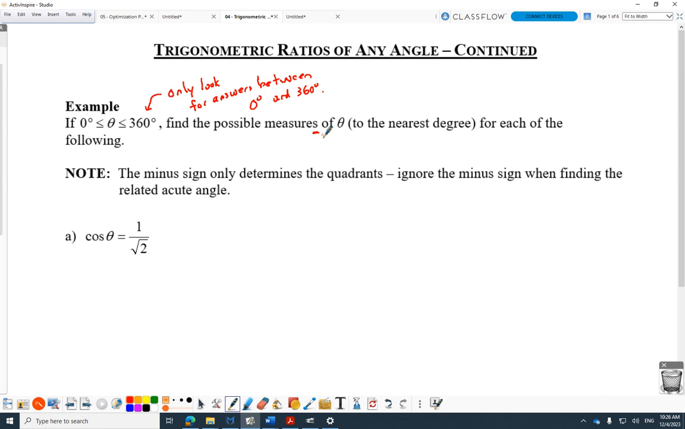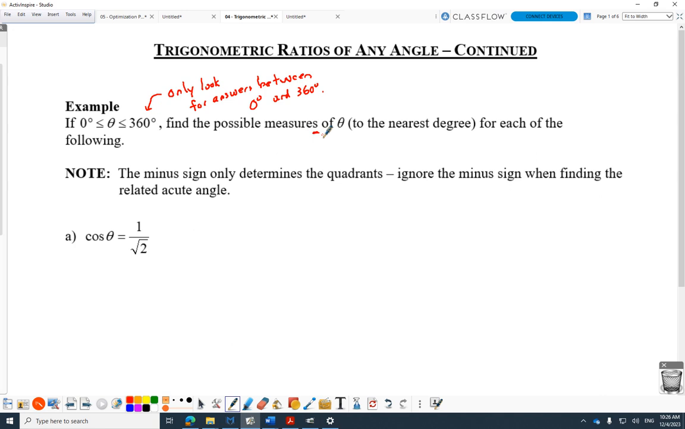And then there's a note there, the minus sign only determines the quadrants. What are you talking about? Ignore the minus sign when finding the related acute angle. I put it at the start of the note, but we don't need it till later, because the first one doesn't have minus in it anyways. Okay? So we'll just leave that on the shelf until we run into a minus, and I'll talk about it then, okay?